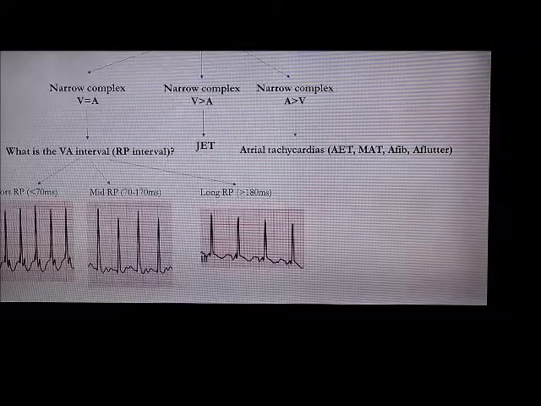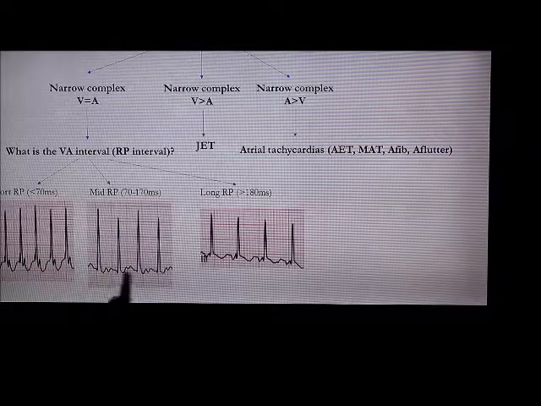What you want to do is measure the distance between the R and R and put a line in the middle. If the P wave comes here, this is short RP. If the P wave is in the middle, this is mid RP. If the P wave is in the other half, after the line you put, this is long RP. So this is short RP: the P wave comes here, just after the QRS. Mid RP comes in the middle. Long RP is very long, to the point that it comes before the QRS that follows.